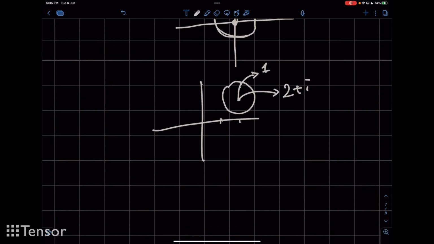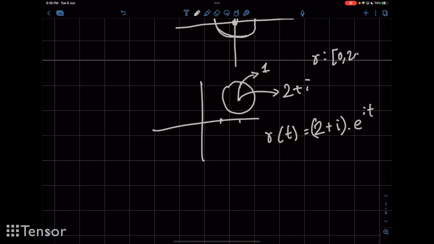So our gamma is 2 plus i plus r e to the power it, so 2 plus i plus e to the power it. And gamma is, as usual, defined from 0 to 2 pi to the non-zero complex numbers. Is this correct? Yeah, there should be a plus. So my center is here and my radius is 1, so there's a 1 in front of this e to the power it.